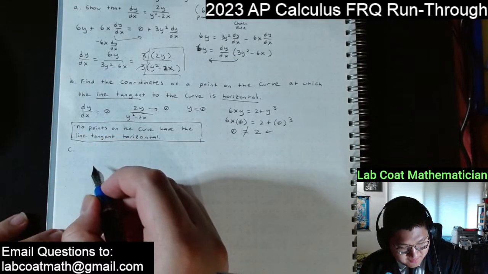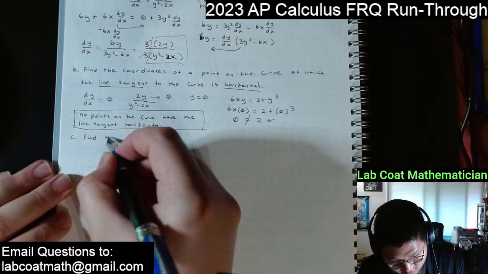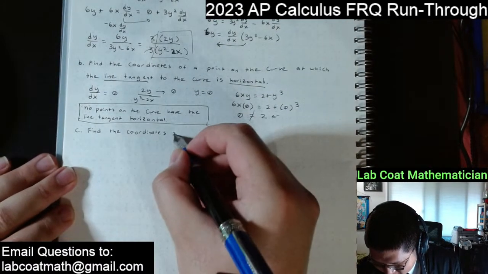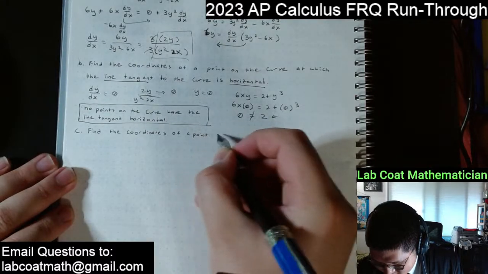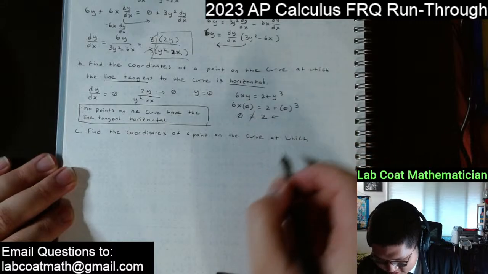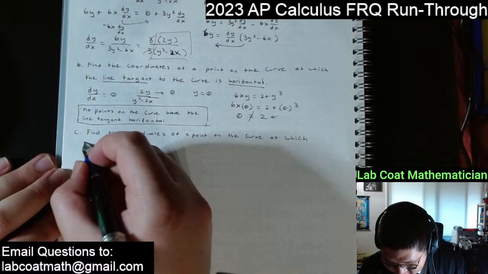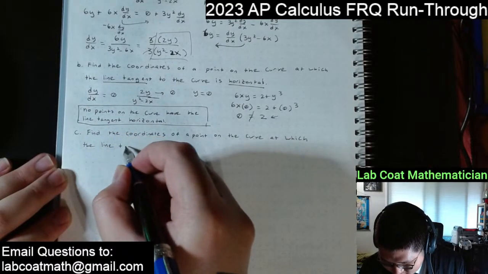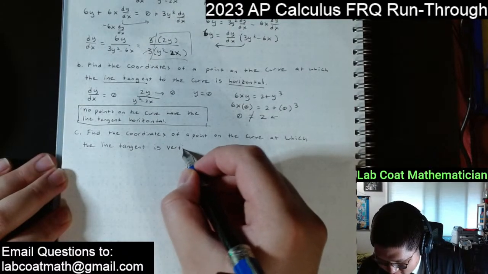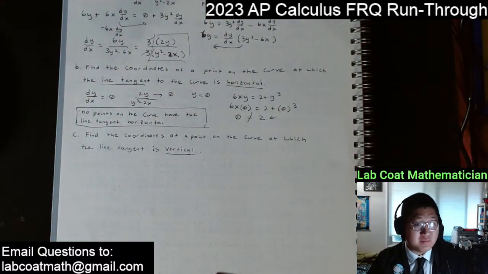Okay, with that we can get to part C here, where we must find the coordinates of a point on the curve at which, this time though, it might sound very similar, the line tangent is not horizontal but vertical. That is going to be the main difference between part B and part C.